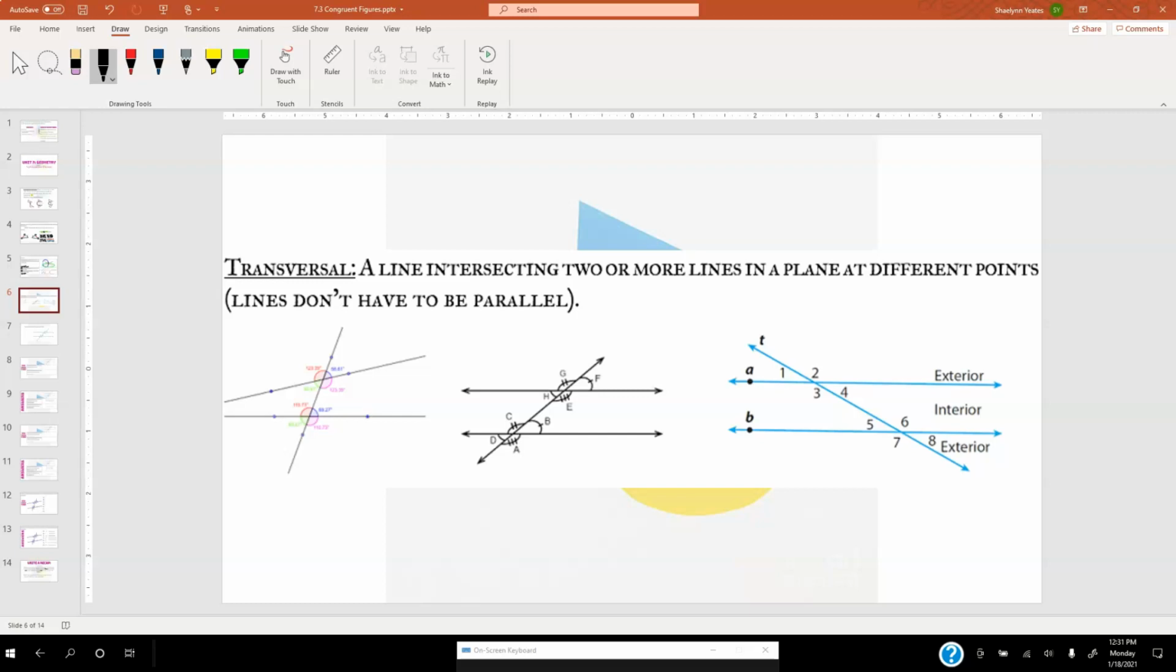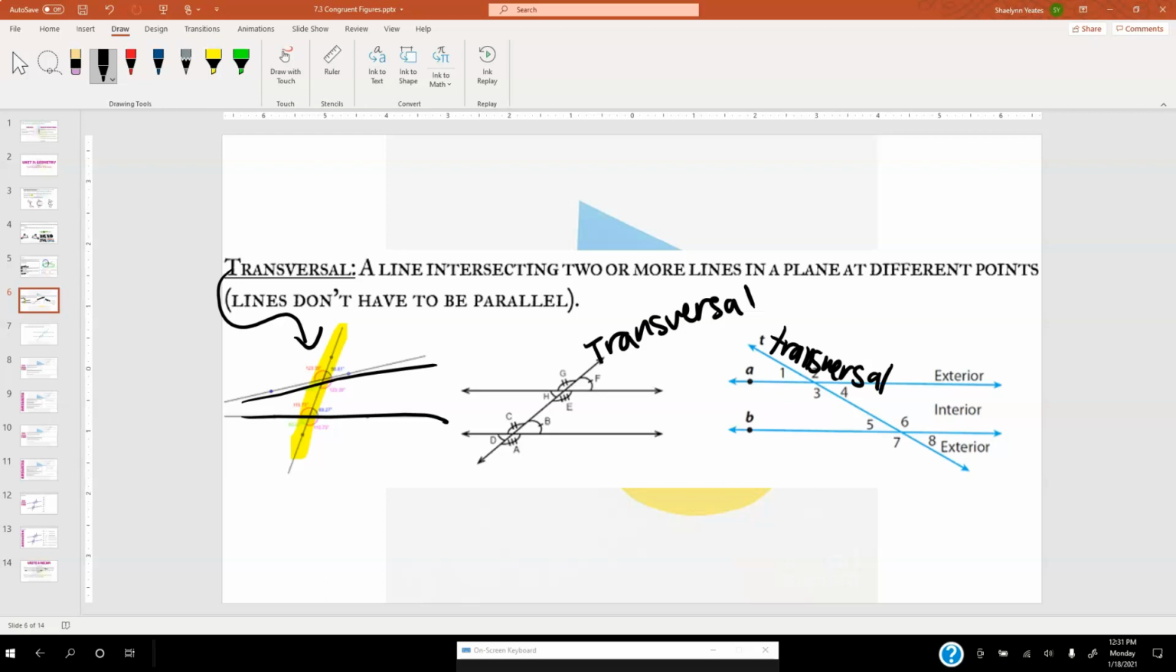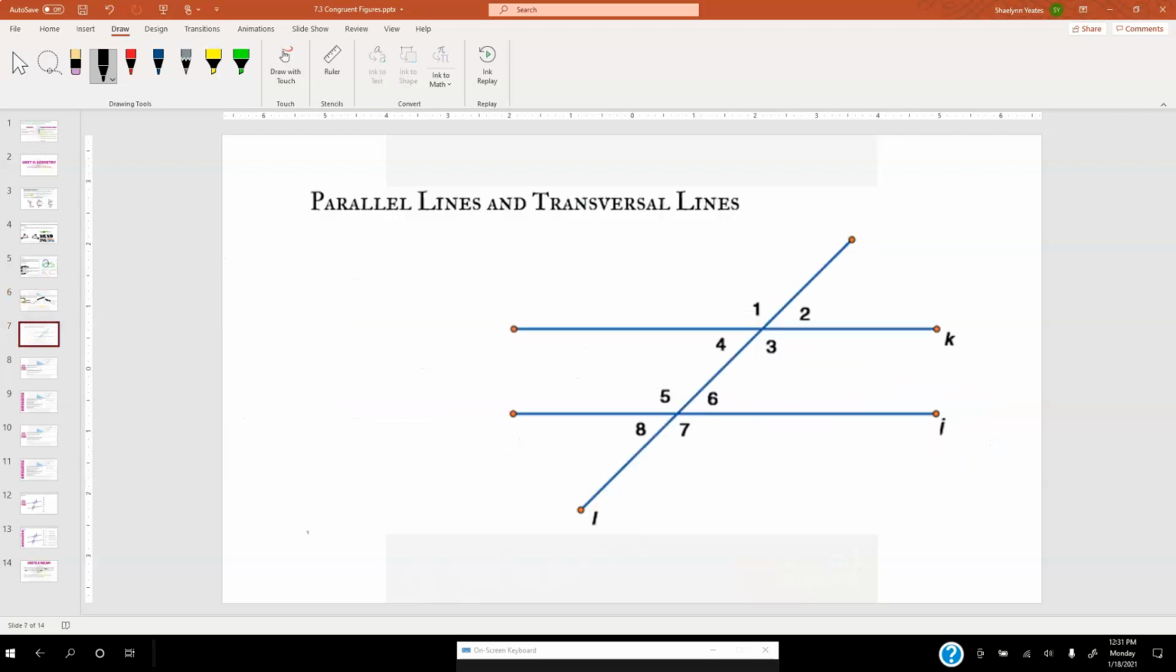Okay, now we have to talk about parallel lines and transversals and all of this stuff. Transversals are a line intersecting two or more lines in a plane at different points. The lines don't have to be parallel. You learned a lot of properties about when they are parallel, but a transversal is just any line that cuts through two other lines. So this is a transversal. This is the transversal. And this is the transversal.